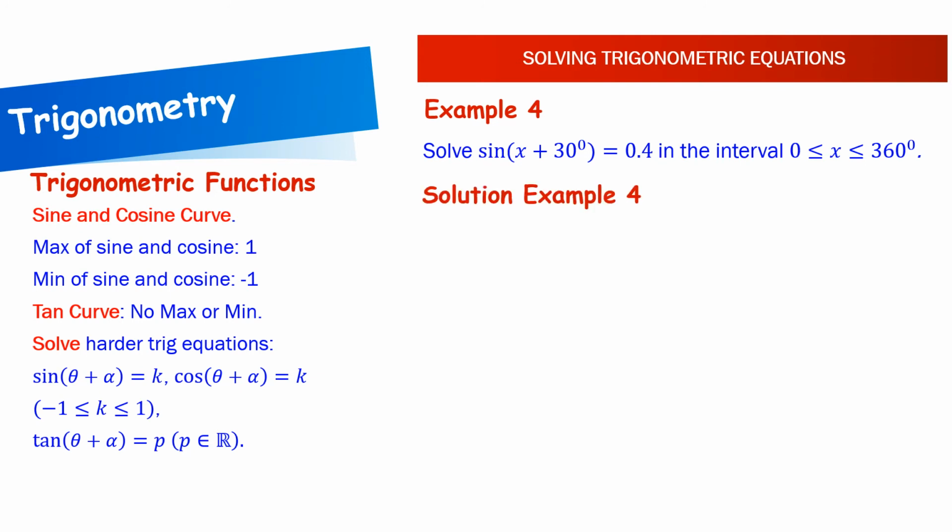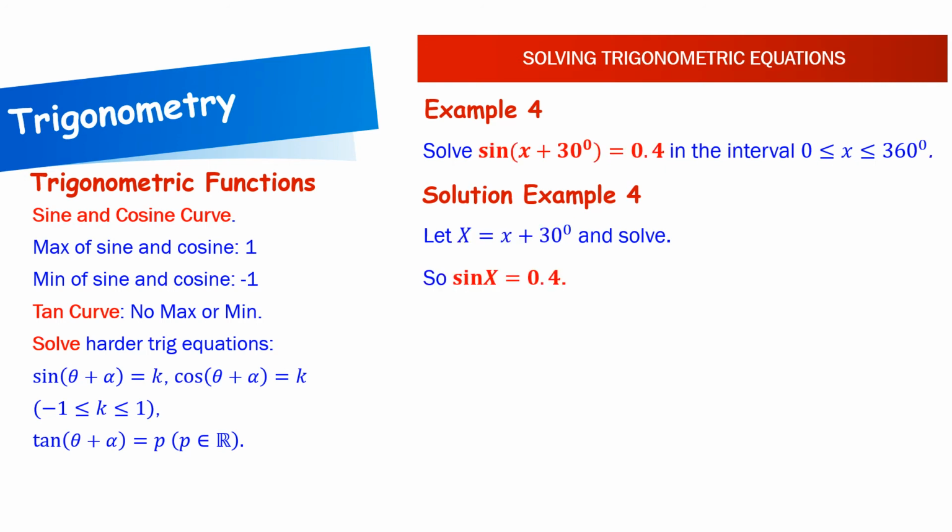So let's solve this. We are required to solve sine of x plus 30 degrees equals 0.4 in the interval x between 0 and 360 degrees. As previously, we let capital X equal x plus 30 degrees. This is the complicated bit in brackets. And then we solve. And therefore, sine X equals 0.4.